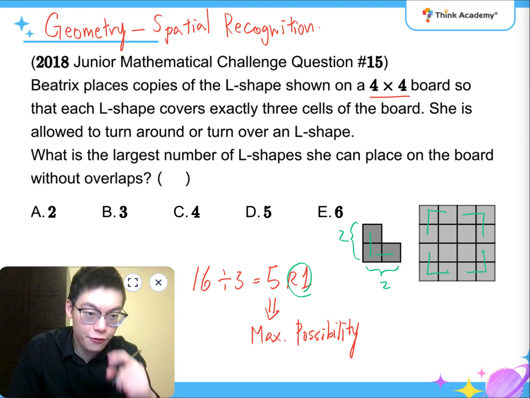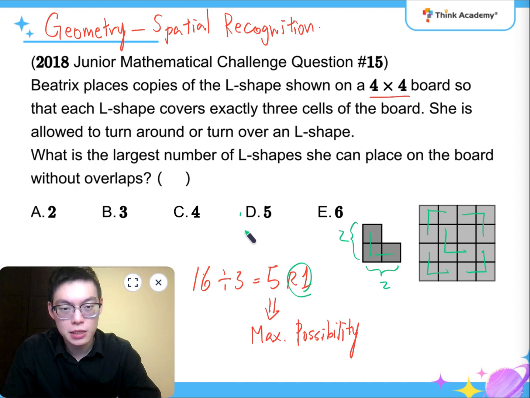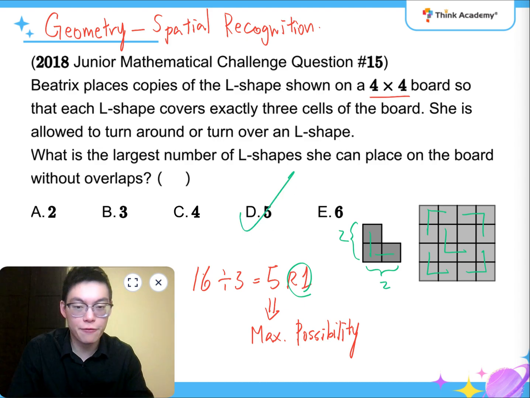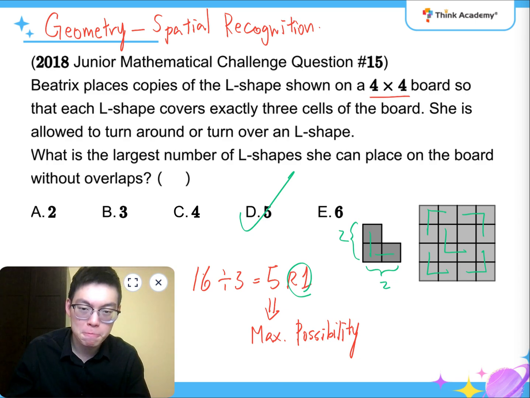So now I have 4 L shapes put in there, right? And in the middle I have 4 boxes. I can take any one of them. Like I can take any shape I like for the L. So that's how we can fit 5 L shapes on the board. Okay? So the answer is going to be 5 because I have found a way to put it in and I know that's the maximum possibility.